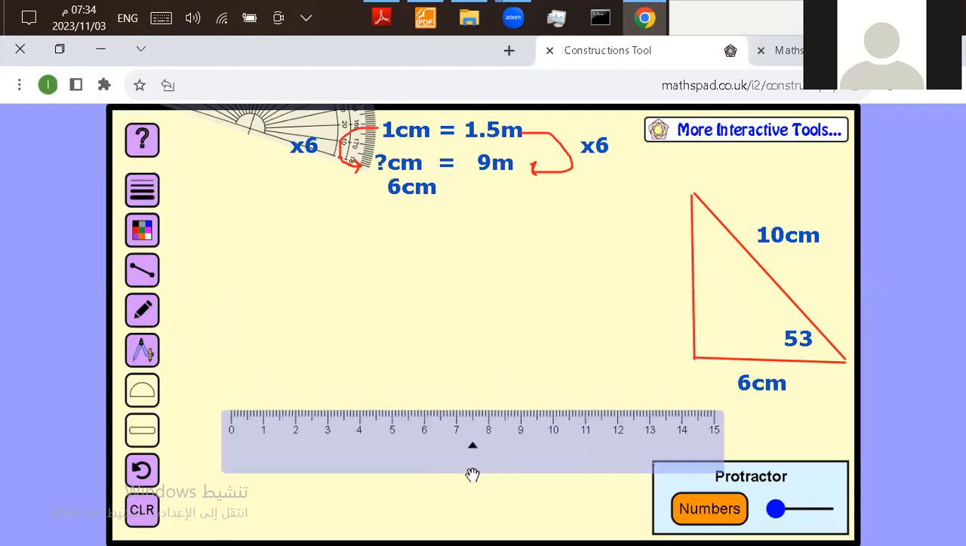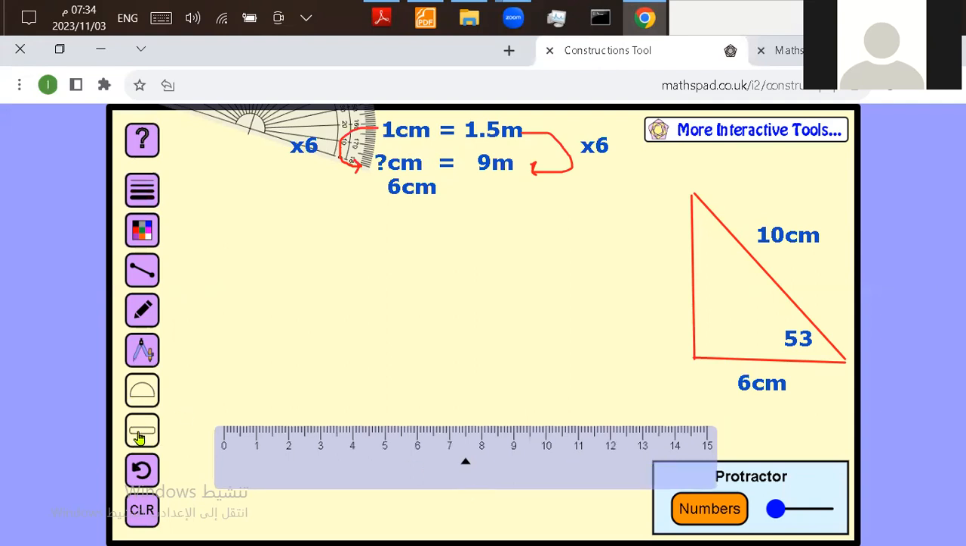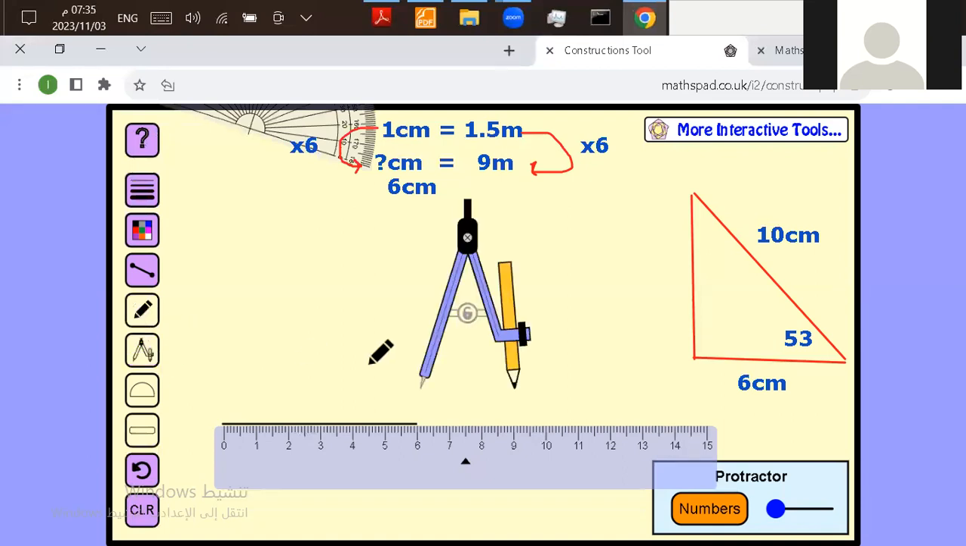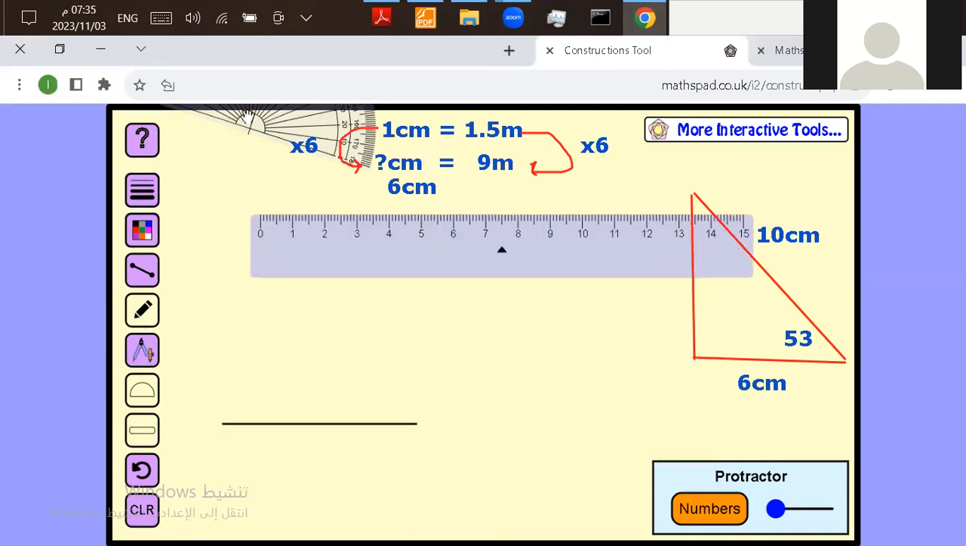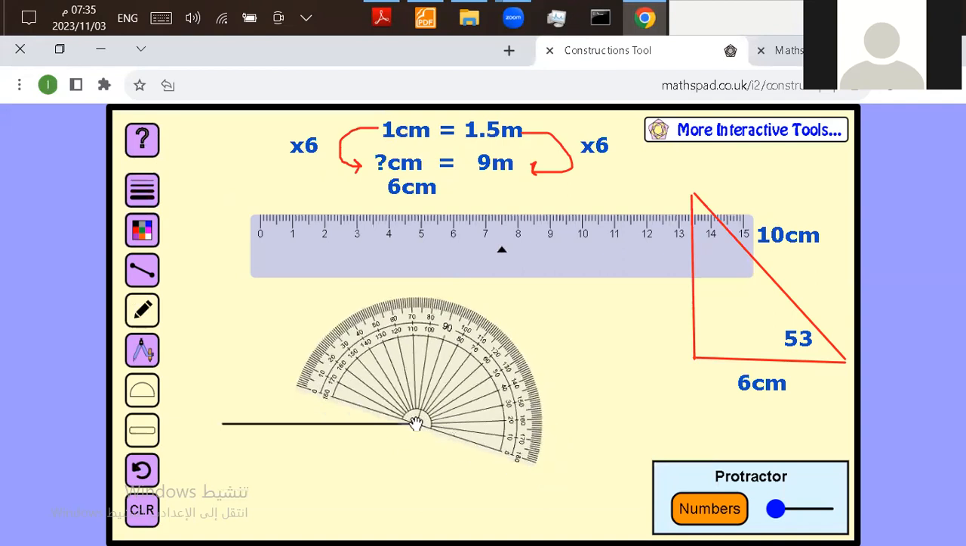So I'm going to come here like this. Okay. Draw a base of 6 centimeters like this until 6. Okay. Until 6, yes. And then after that, I know that this one is 53 degrees. So I'm going to use the compass like this. I'm sorry, I don't need the compass now. I'm going to use the protractor, which is here. Come here, please. Yes. Protractor here.